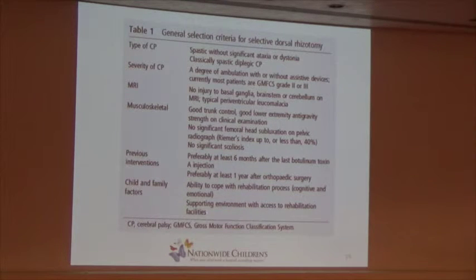They talk about spasticity without significant ataxia or dystonia, the degree of ambulation with or without assisted devices. Currently, most patients are grades 2 and 3. No injury to basal ganglia or brainstem. Oftentimes, they will be getting MRIs. They have good trunk control, lower extremities that have anti-gravity strength on clinical examination. No significant scoliosis, and at least 6 months after botulinum toxin injections, and at least 1 year after orthopedic surgery.